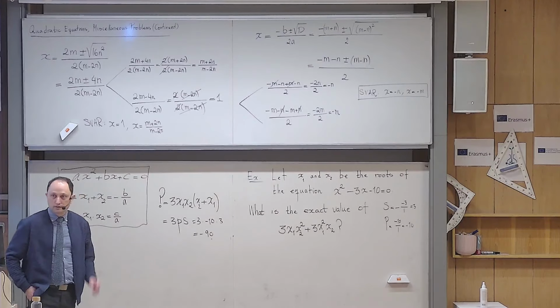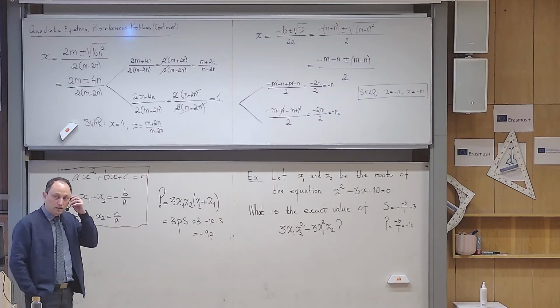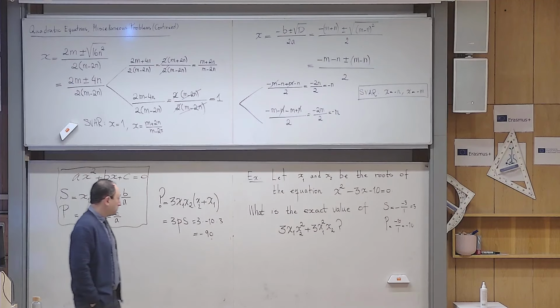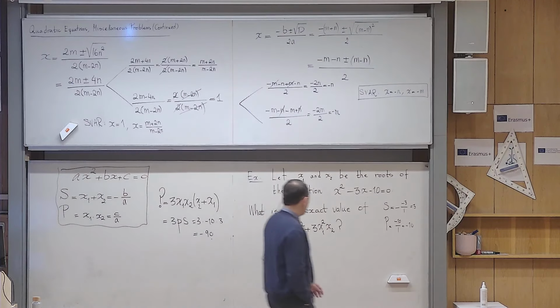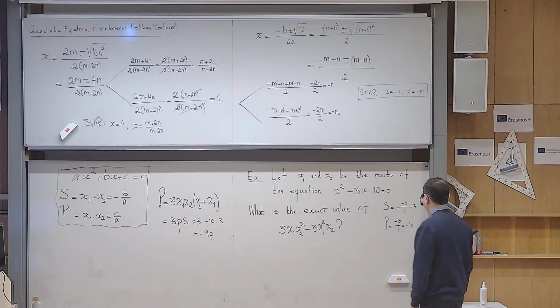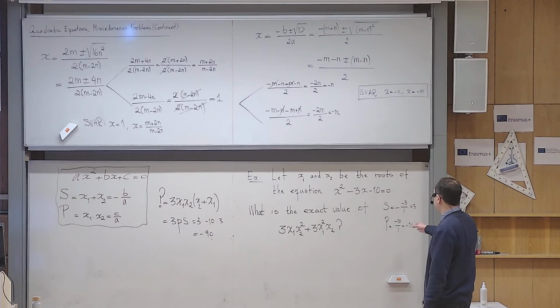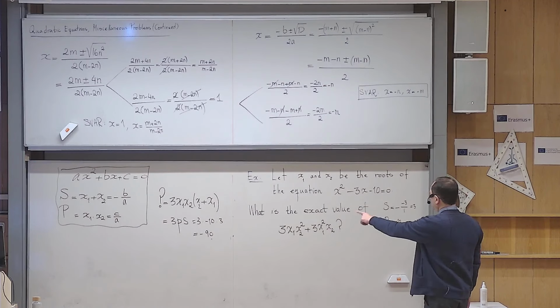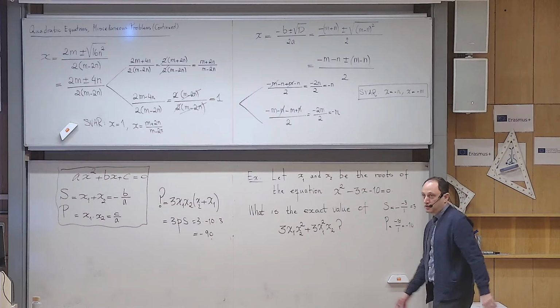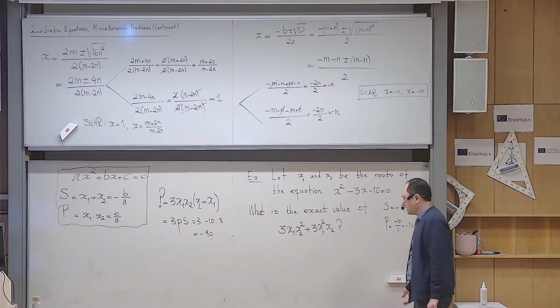What? No, might be. So let me double check mine and then I will check yours. No, P is correct. S is correct. So 3 times P, minus 30. So that is correct. If you have got something else, that is wrong. I will check it out.